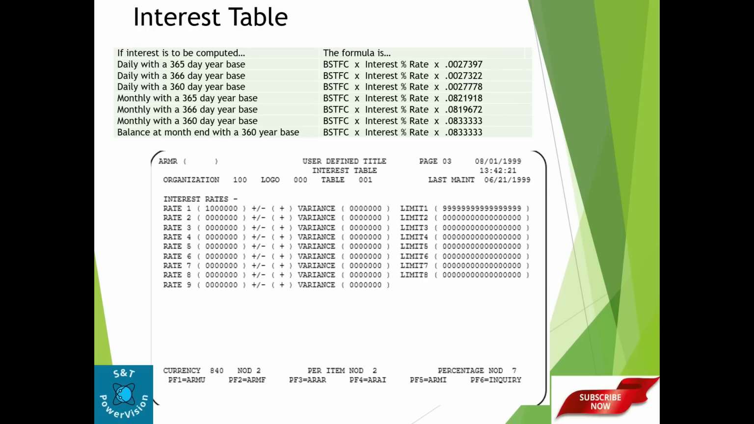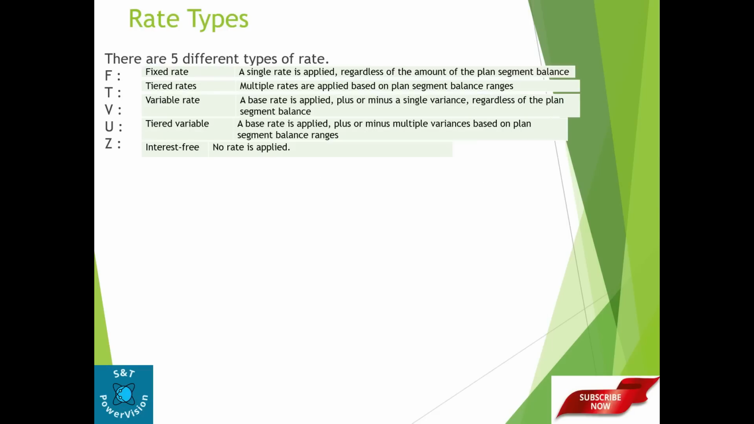So here we can see on the ARMR the interest rate table. In rate 1 we have to enter the rate if it is a fixed rate. I'll explain this in the next slide.